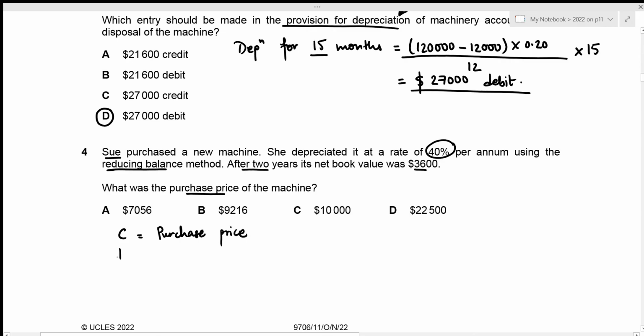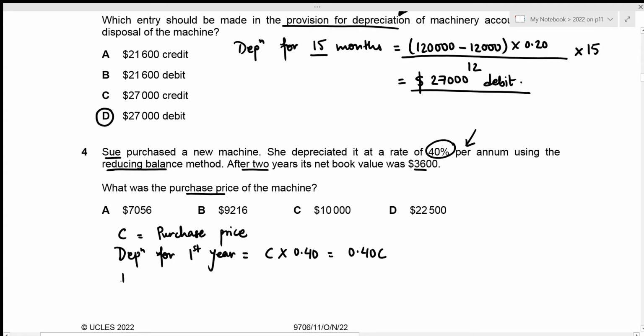Then let's figure out the depreciation for first year. In the first year, we do not have any accumulated depreciation, so our cost is equivalent to the net book value. So we can just charge our depreciation rate to the cost, and we can see that the depreciation rate is 40%, which we can write down as 0.40. So the depreciation for first year is 0.40C.